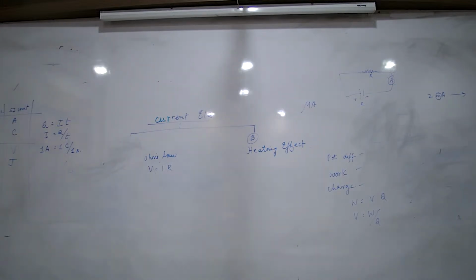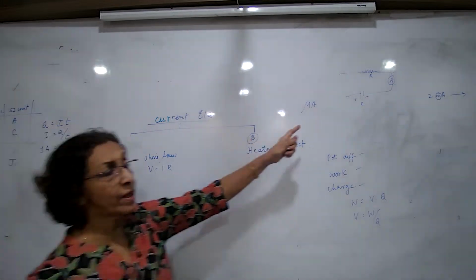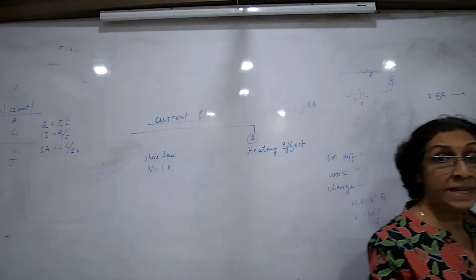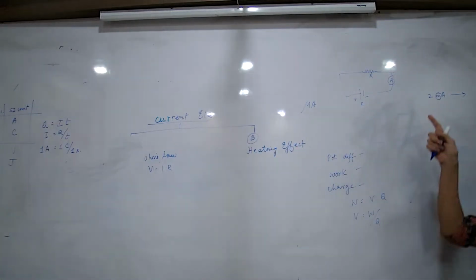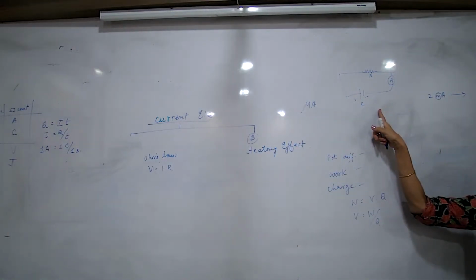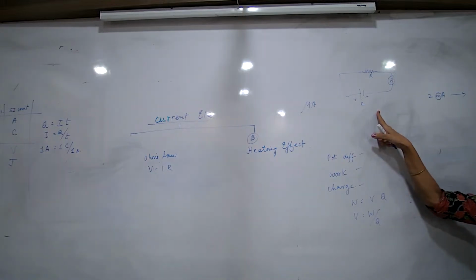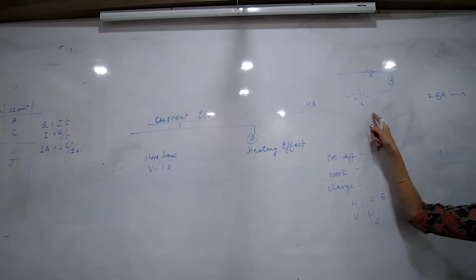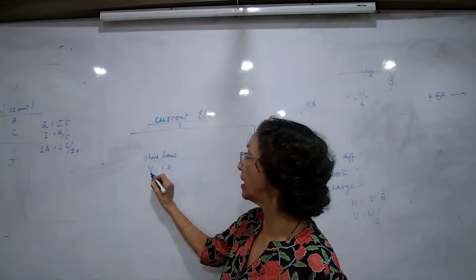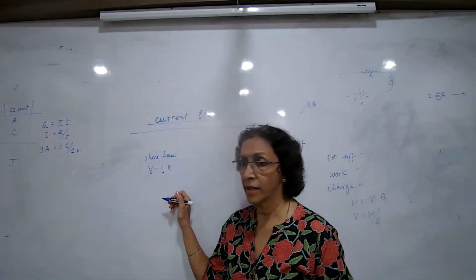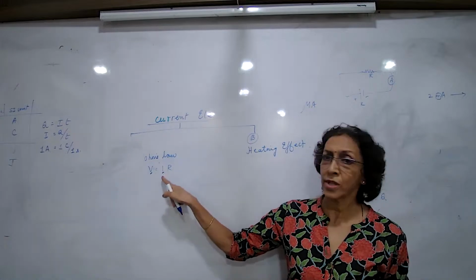Provided, of course, the physical conditions of the conductor do not change. What does it mean? Whenever you are passing current through any type of conductor, if it is getting heated up, then R can also change. Provided the temperature remains constant, or the physical conditions of the conductor do not change. So how can you make out? We said that V is directly proportional to I. Your potential difference is directly proportional to the current.